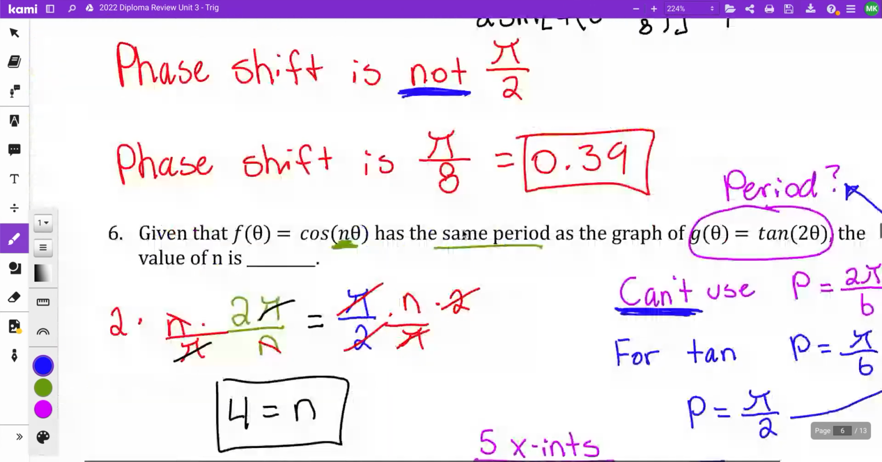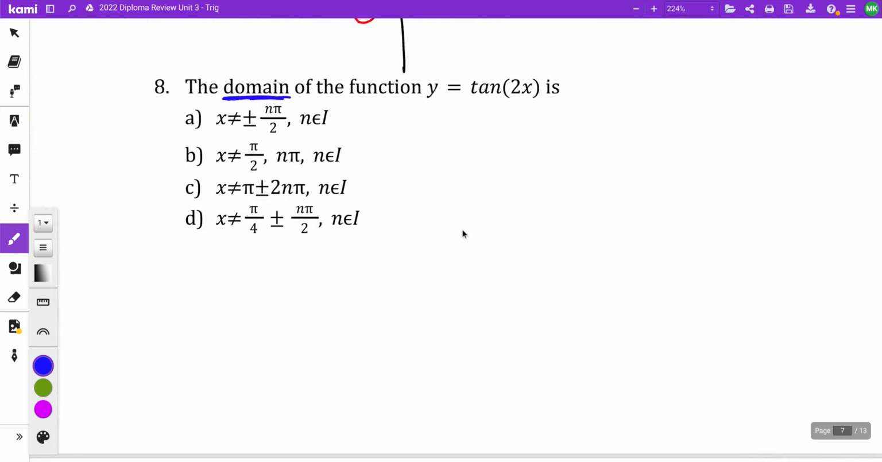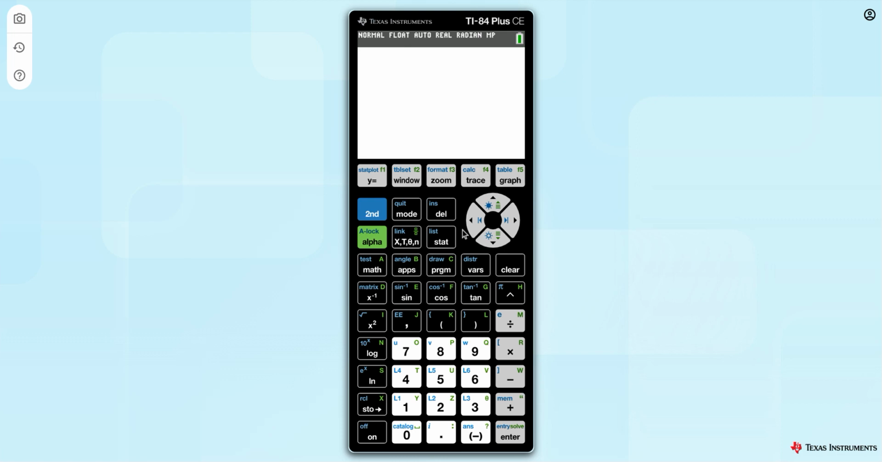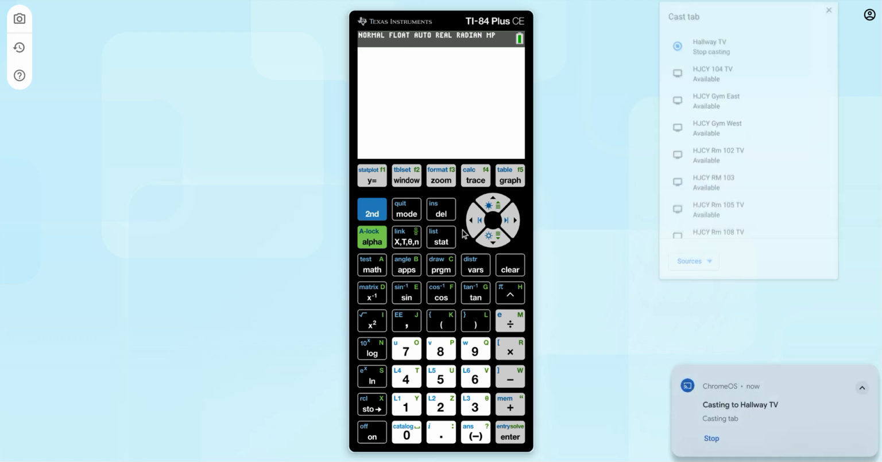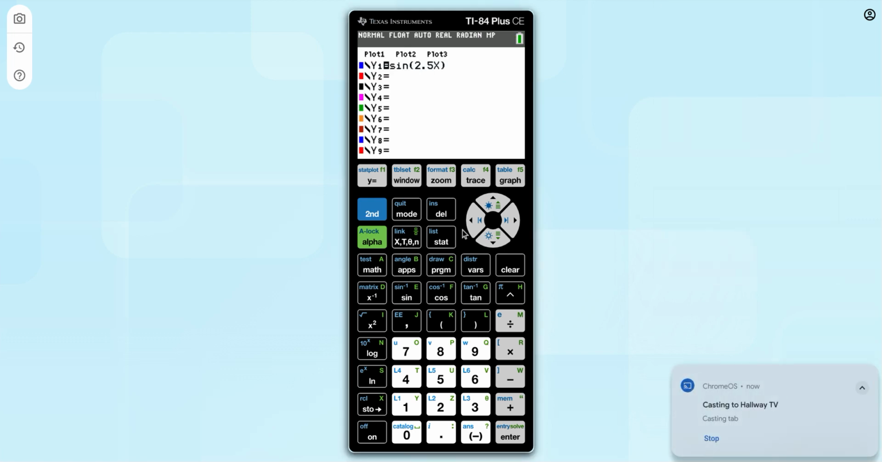Alright, the domain of this function is going to be slightly different, and it's slightly different because of this stretch. It's horizontally stretched it. It's actually made it come in a bit. If I wanted to get the domain of that, I would graph it. So I go to my graphing calculator. I would graph tan of 2x.